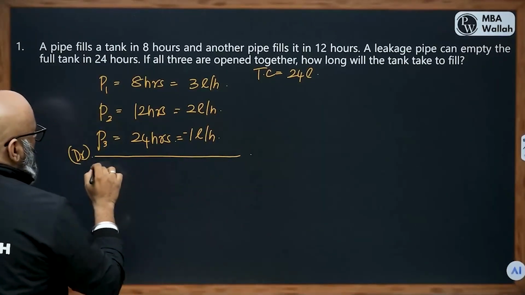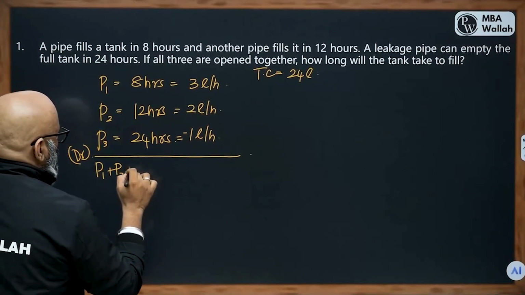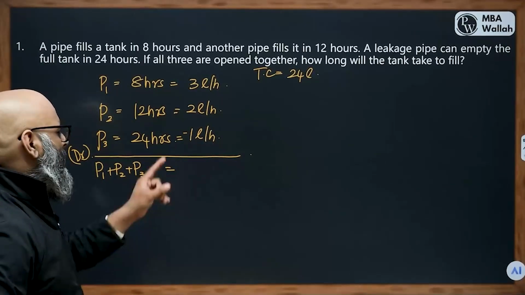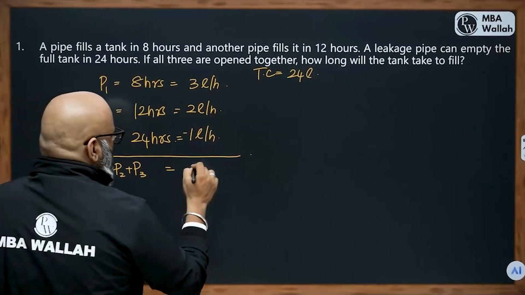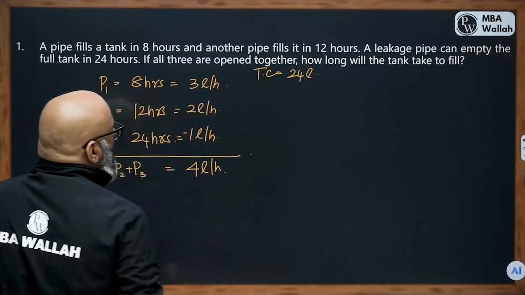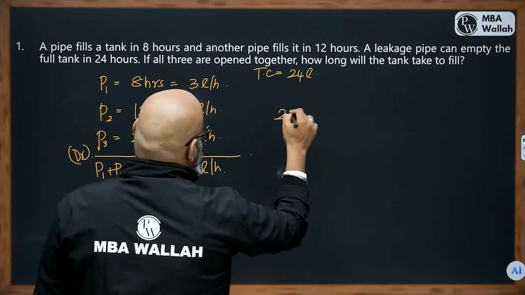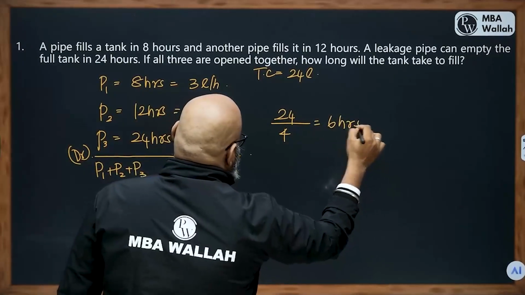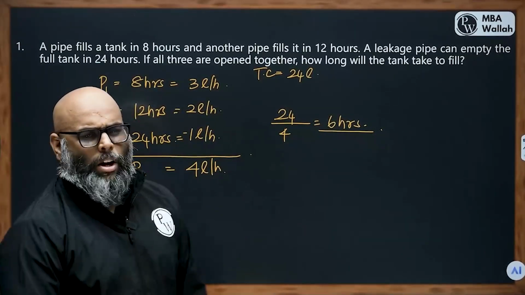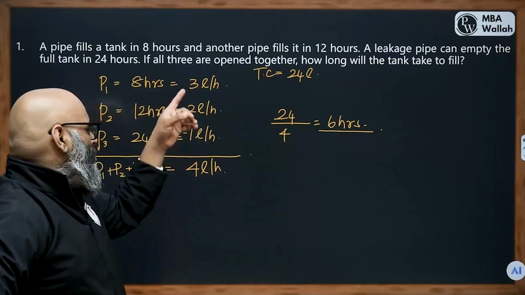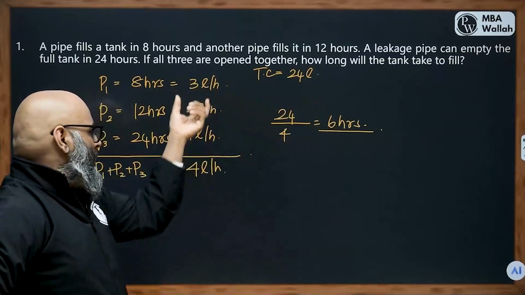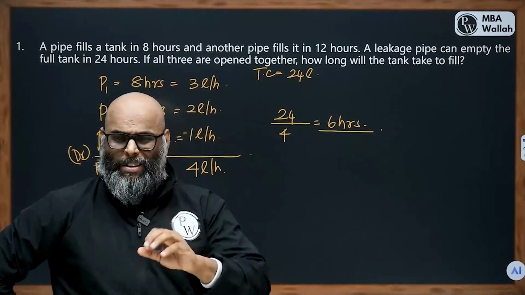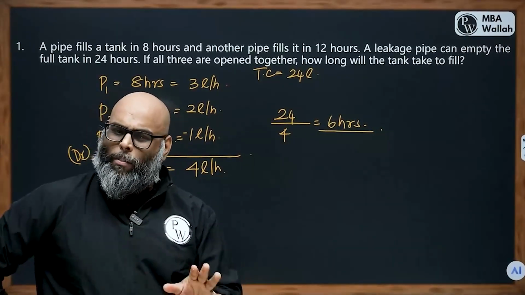So what is the amount done per hour? P1 plus P2 plus P3 is equal to 3 plus 2 is 5, 5 minus 1 is 4. That will give me 4 liters per hour. So if all three of them work together, that will be 24 by 4, which is 6 hours taken to fill the tank. Nice question. All you have to do is find the total work, find efficiency, add them, and then divide the total capacity. We'll get the time. Simple trick, nothing to worry about here, right?